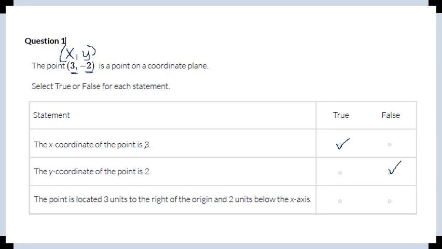The point is located 3 units to the right and 2 units below. So the first point tells you right or left. So because it is positive, it is going to the right, so that's true. And then it's going 2 units up or down. Since it's negative, it is going down. So this is true.